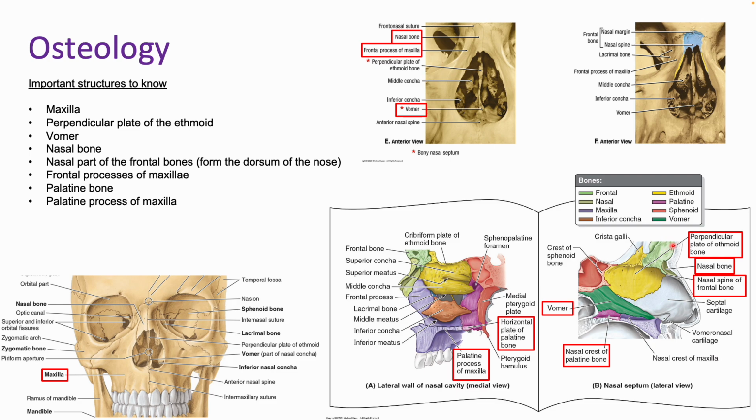And then we'll look at the nasal part of the frontal bone. So our frontal bone, remember, is our forehead bone. The nasal part of our frontal bone is going to be this kind of mint green color. It's going to have a spine-like piece that's going to come down into here. We're also going to have the frontal processes of the maxilla, and we can see that up here. That's just going to be kind of sticking up here.